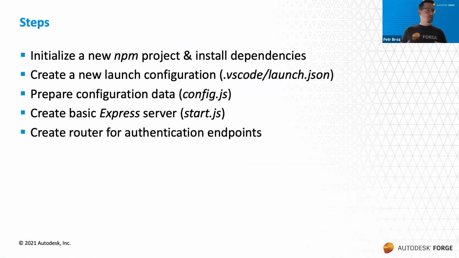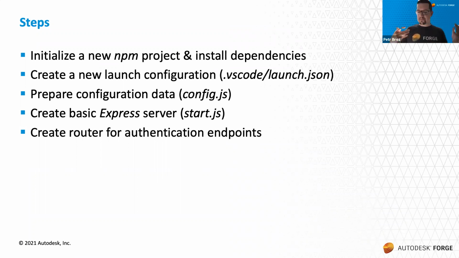And then we're going to, again, optionally for those of you using Visual Studio Code, create a launch configuration. That's basically a little bit of JSON telling Visual Studio Code how to run our application and debug it, and for example, what environment variables to pass to our application.